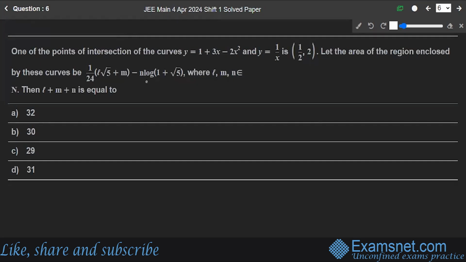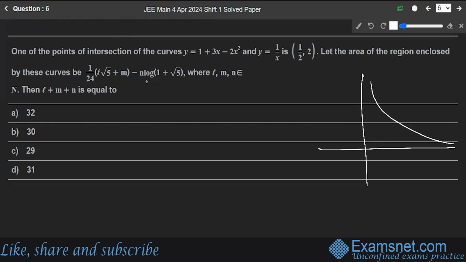Question number 6, one of the points of intersection of the curves this and this is given by 1 by 2 and 2. Let the area of the region enclosed by these curves be equal to this, where L, M, N belong to the natural numbers. You have to find out the sum of L, M, N. Let's make the figure to understand the problem.